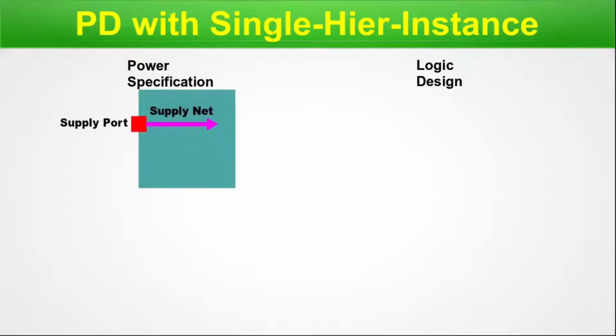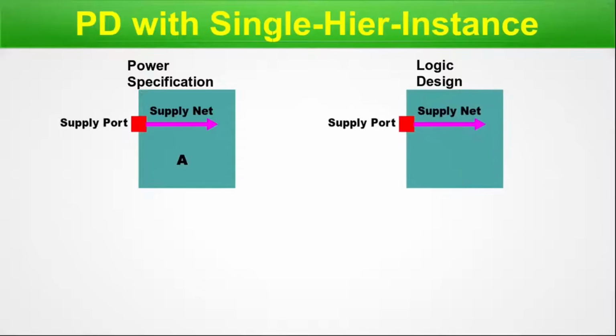This is a particular block which has a supply port marked in red, and through it a pink supply net enters into the block. It is named A. The same thing has its logic definition, that is our HDL definition, also for A. So far, we have discussed the HDL definition. And in this course, you are learning about the left side, which is the power intent definition, which is UPF.